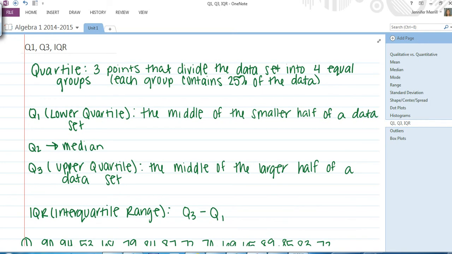The third type of chart that we are going to look at is called the box and whisker plot. Before we look at box plots, we need to learn about quartiles and the interquartile range.